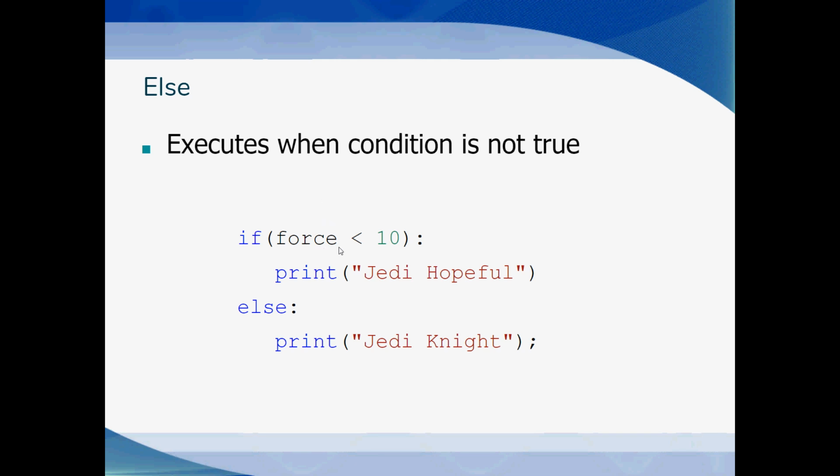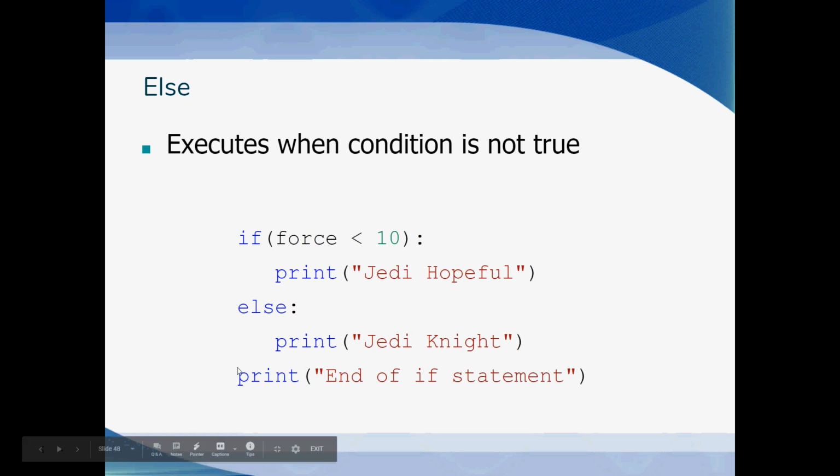12 is not less than 10, so it's going to skip this, and no matter what, it's going to execute this command right here. Okay, still have to have the colon. And if I ever back tab my statement accidentally, it means this print statement is not in the if-else condition, and so it will get printed regardless. See how it's lined up with these?